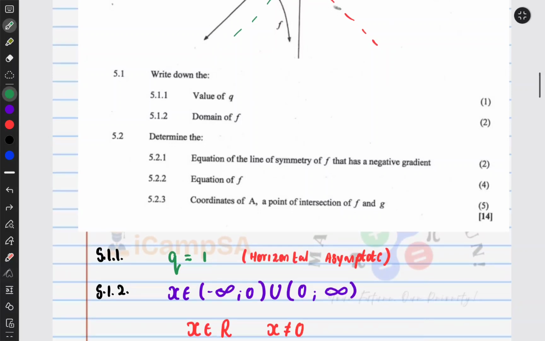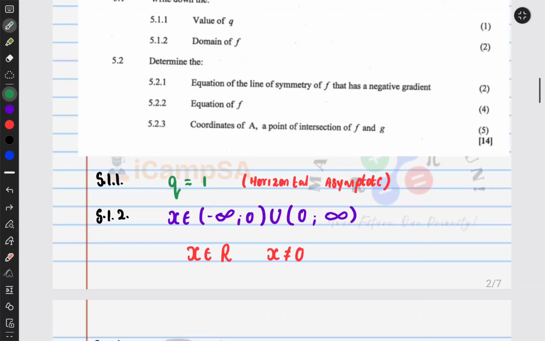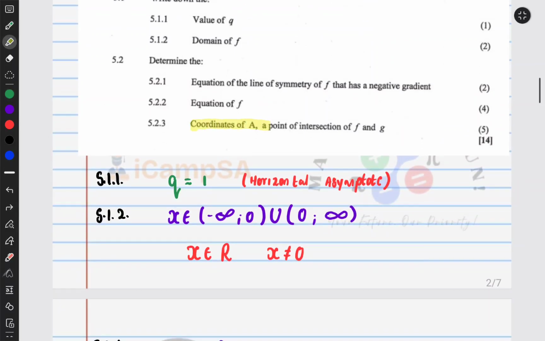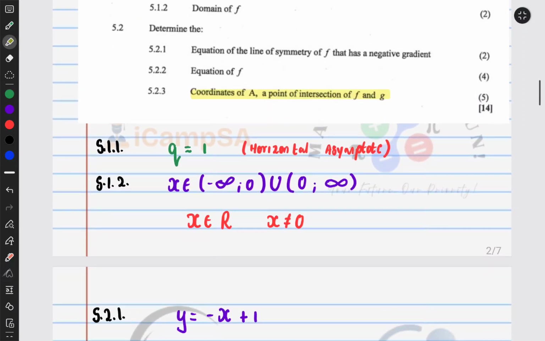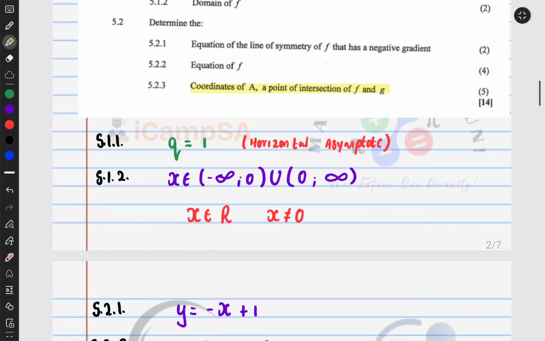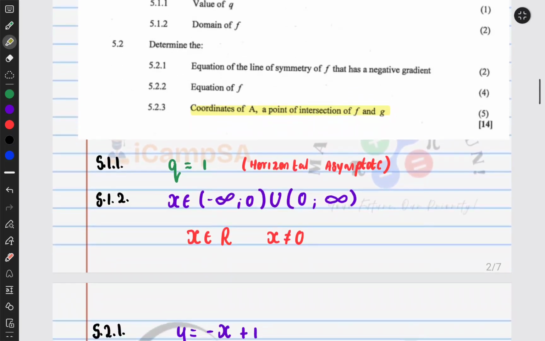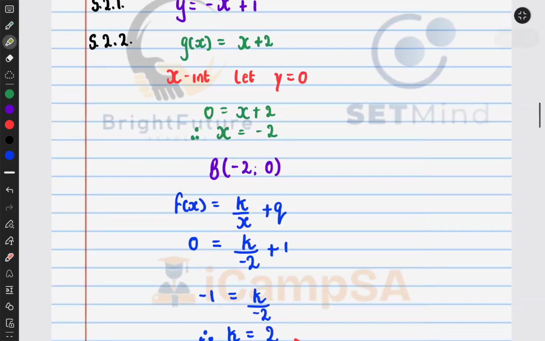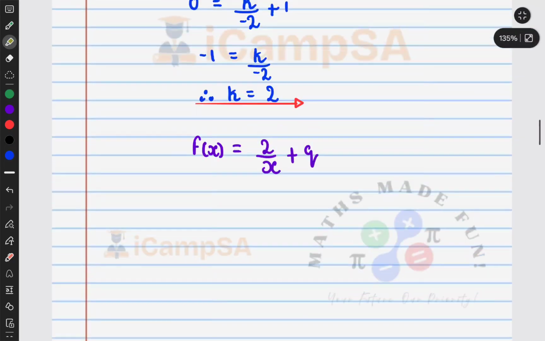Next we have to find the coordinates of a, the point of intersection of f and g. I've already mentioned at the beginning of this video that if we are ever asked to find the coordinates where two functions intersect, we simply equate the two equations. So let's go ahead and do that.